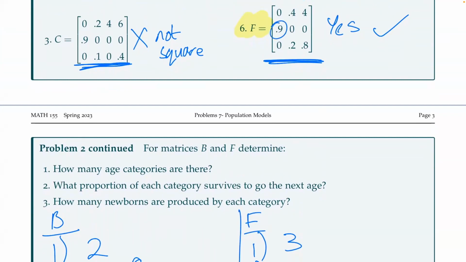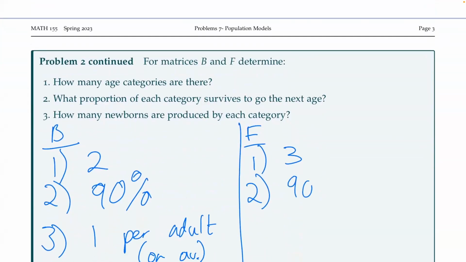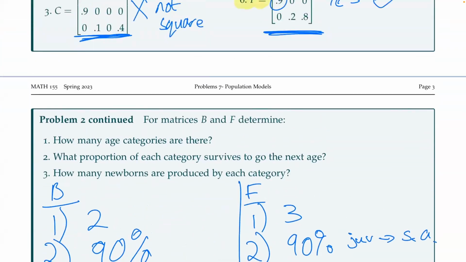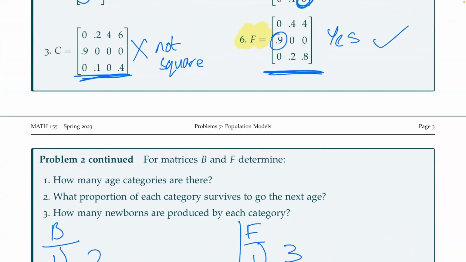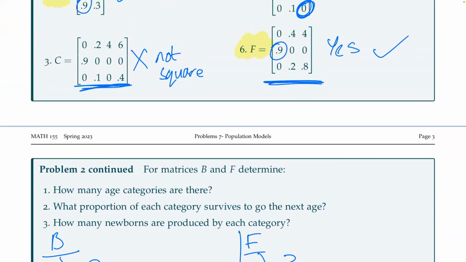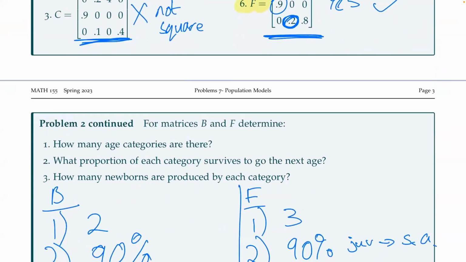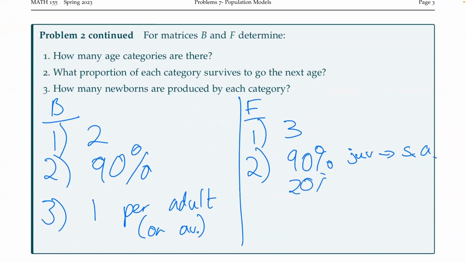90%? Yeah. So again, this is 90%. Let's call them juveniles, just subadults. How about from subadults to adults? Someone else? Anyone else? Yeah. 20%, great. So again, we're thinking about elements below the main diagonal. In this case, this is 20% of our subadults are surviving to adults. Okay, so 20% from subadults to adults.